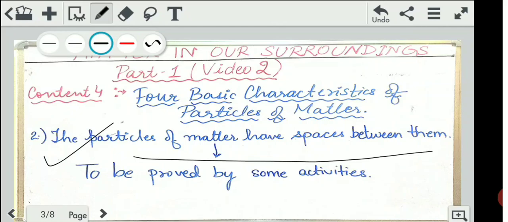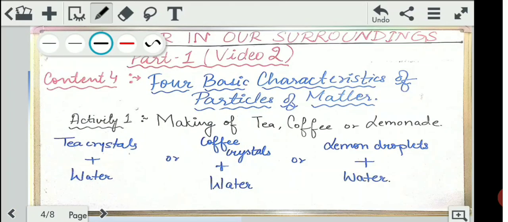It's very clear. किसी भी चीज़ को गायब होने के लिए या छुपने के लिए एक जगह चाहिए होती है. जब तक उसको वो जगह नहीं मिलेगी, it will not hide. राइट, सेम सिचुएशन यहाँ पे है. अगर वो उसके साथ मिक्स हो रहा है, if it is not being visible, then that means it has gone and hidden inside the space. This proves that the particles of matter have spaces between them. Let's prove this also by certain activities.